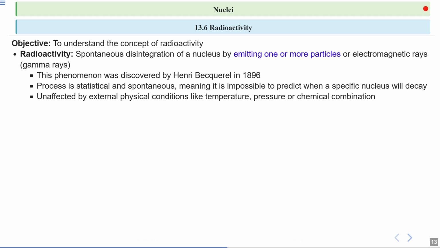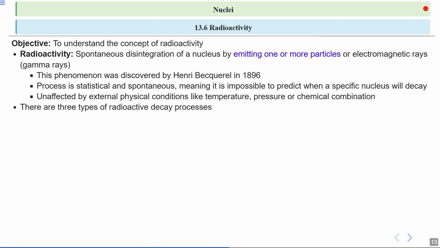Another key point is that radioactivity is not affected by external conditions like temperature, pressure, or chemical state. Whether you heat it up, cool it down, or mix it with other chemicals, the rate of decay stays the same. This shows that radioactivity is a property of the nucleus itself.